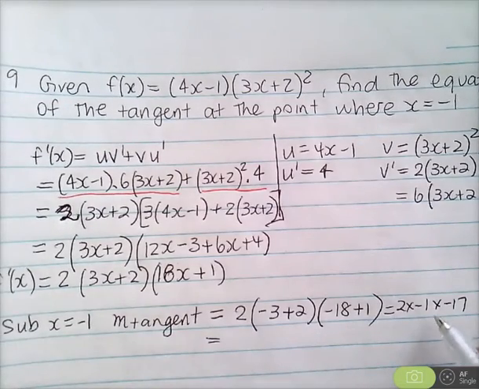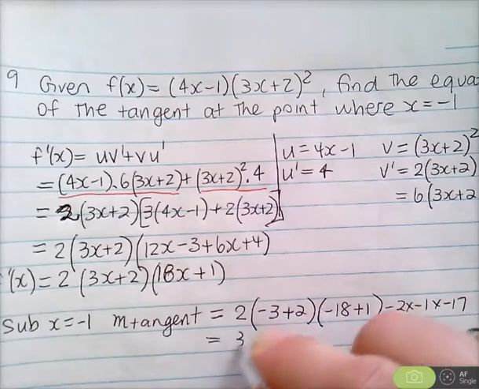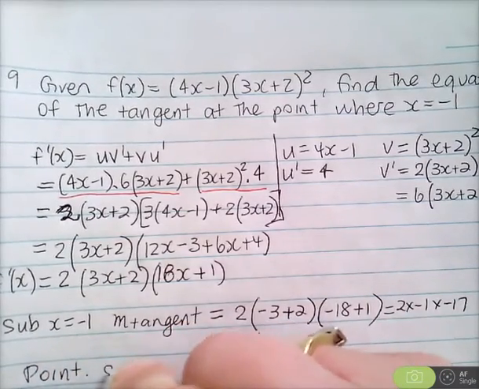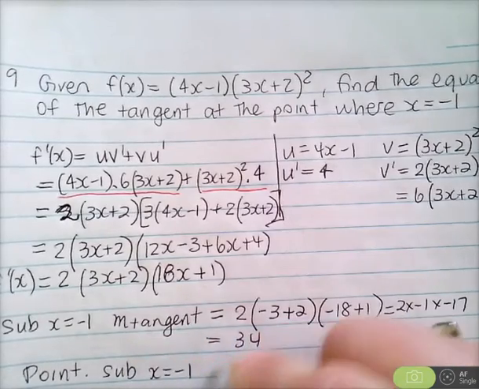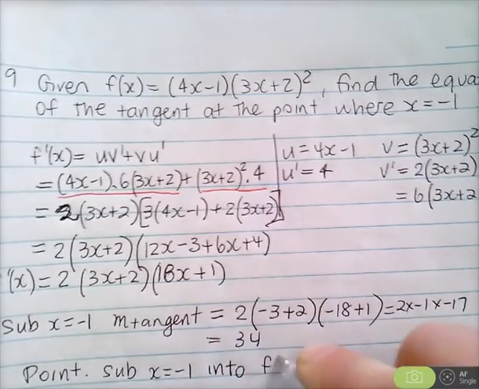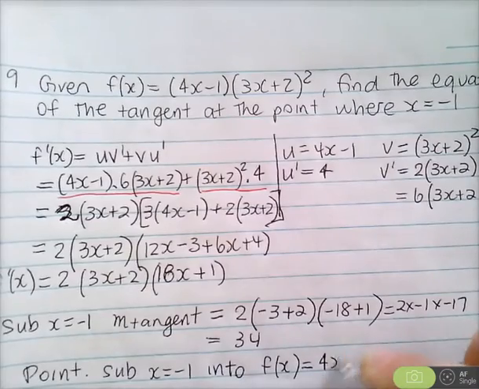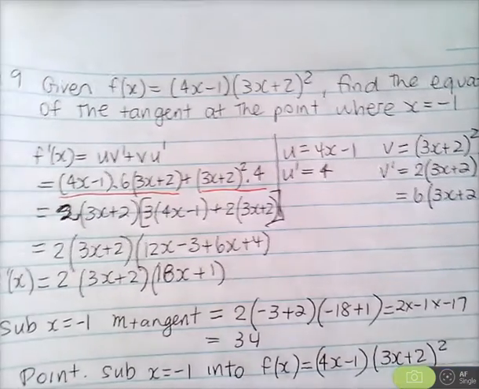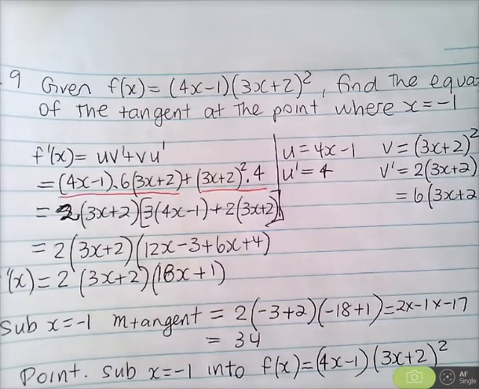Yeah? All right. What do you get? 34? Now we need the point. That's what you were talking about. Sub x is negative 1 into your function of x. Some people like to substitute that point at the very beginning so that they've got their point on the side, because then they might forget to do it later. So I think that's what you were asking earlier. If you want, substitute that x is negative 1 into your original equation to get your point.